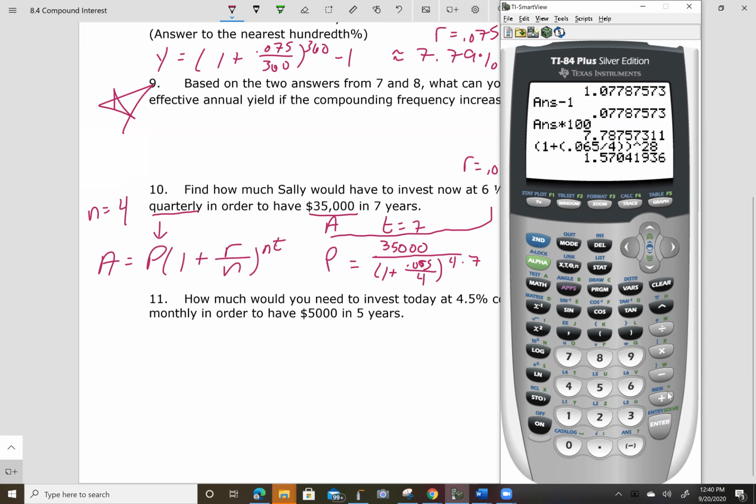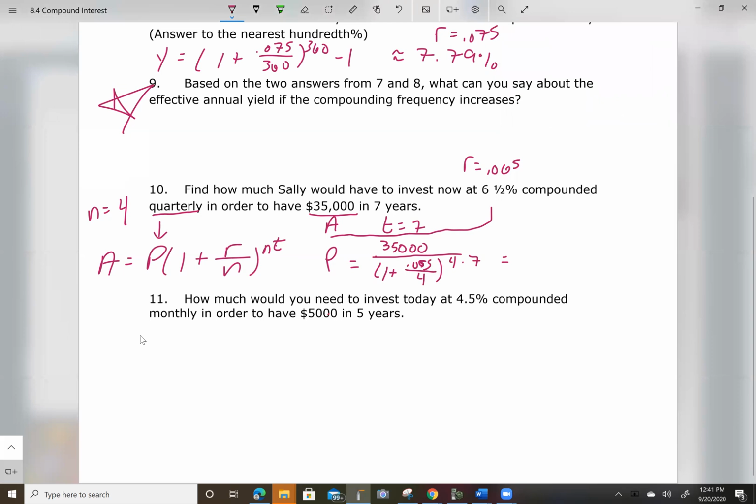So that's going to be my denominator. So I need to take my numerator, which is 35,000 divided by, and then I'm just going to put second answer, which is going to give me that number. On your calculators, you may just be able to arrow up and hit enter to grab that number. So in order in 7 years to have $35,000, I need to put into my bank account $22,287 approximately. Okay.